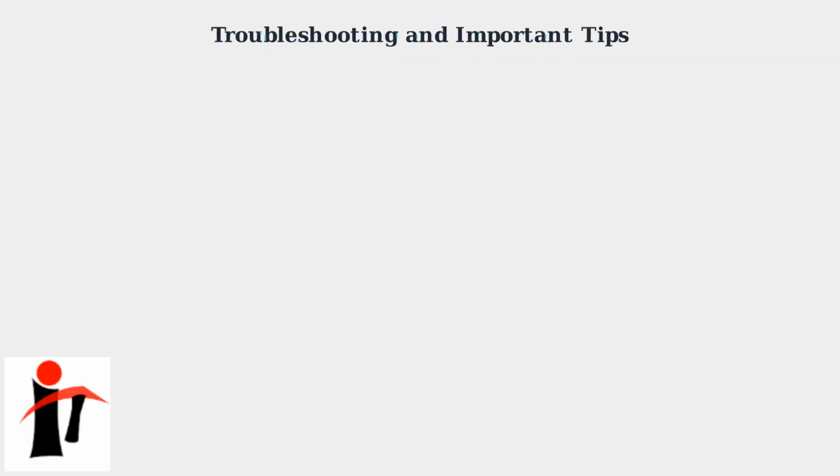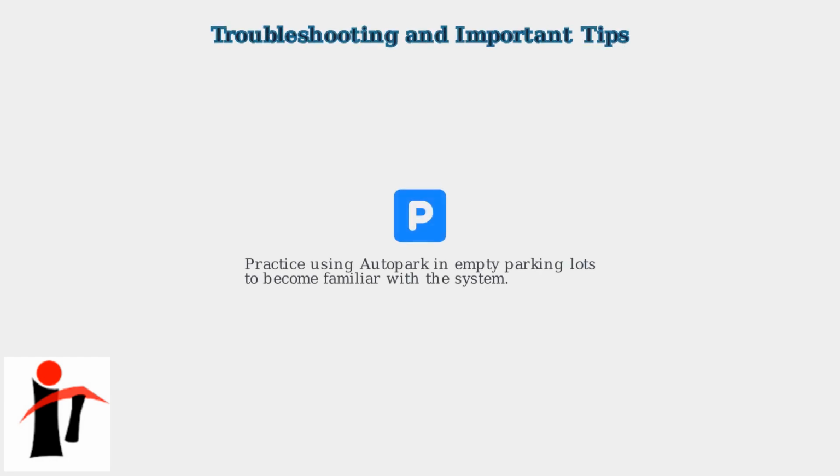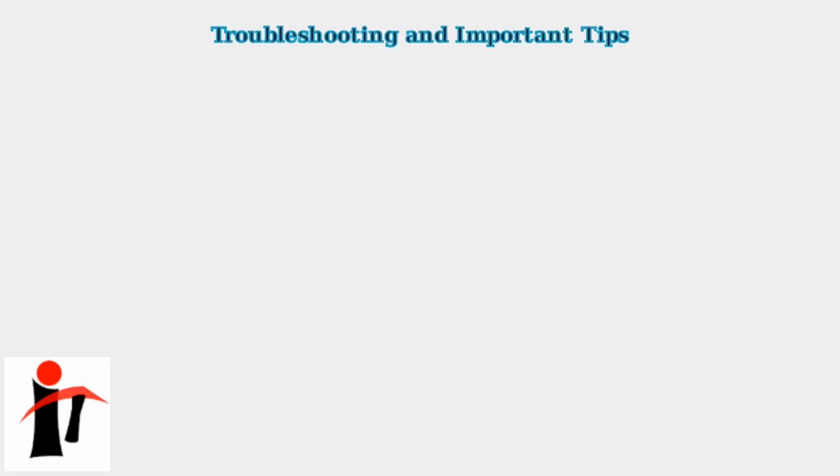Here are some troubleshooting tips and important advice for using Autopark effectively on your Tesla Model Y. First, practice using Autopark in empty parking lots to become familiar with how the system works. This helps you understand its responses and build confidence. Second, always adhere to local traffic laws. While Autopark is designed to assist, you remain responsible for safe operation and must follow all regulations in your area.